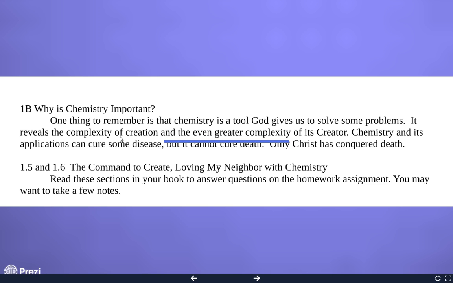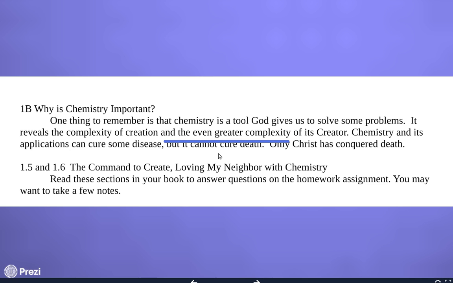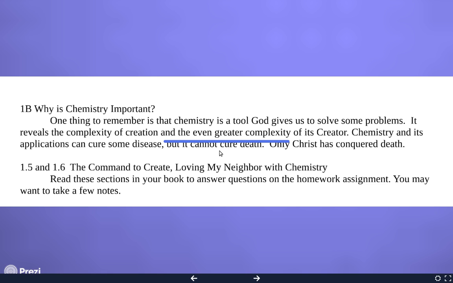Chemistry reveals the complexity of creation, and that's one thing that's totally true, and it makes you see that the creator is even more complex, which is very different than what Carl Sagan believes. Chemistry and its applications can cure some disease, but it cannot cure death. Only Christ can conquer death. Remember that. Chemistry helps us. God gives us this tool to help us to improve our lives. But we can't prolong our lives indefinitely. We're going to die eventually. The only thing that can cure death long term, permanently, is Christ.